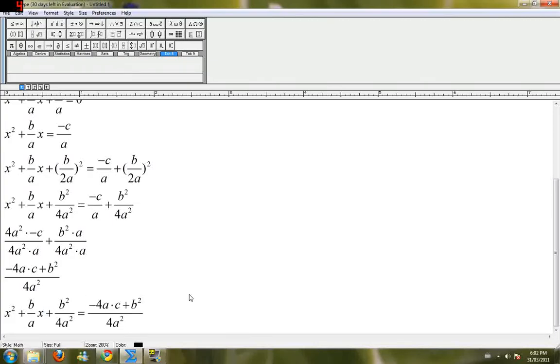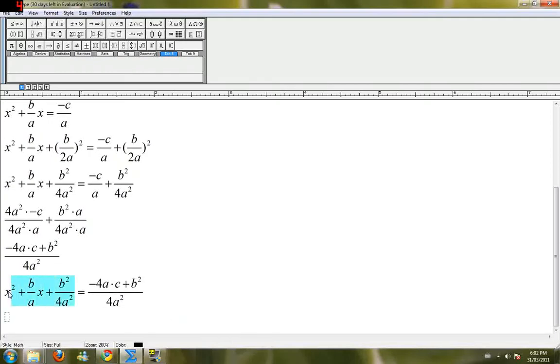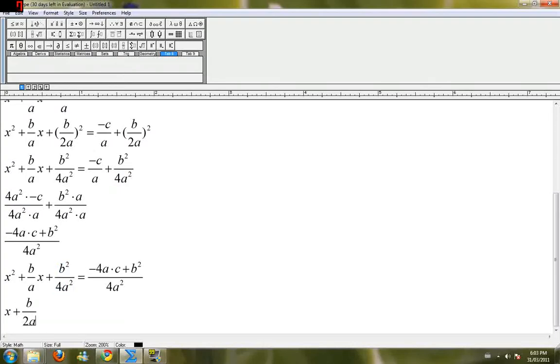Alright, next step is what we did here in the example question. We found out that when we had x squared plus b over a x plus b squared over 4a squared, what we had inside the brackets was x plus b over 2a times x plus b over 2a.